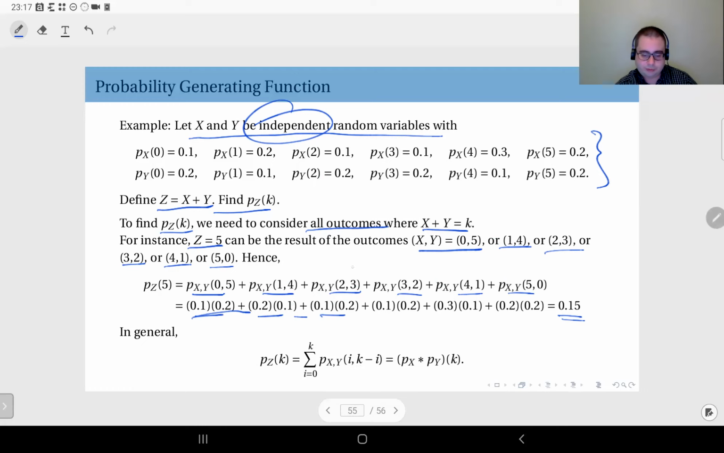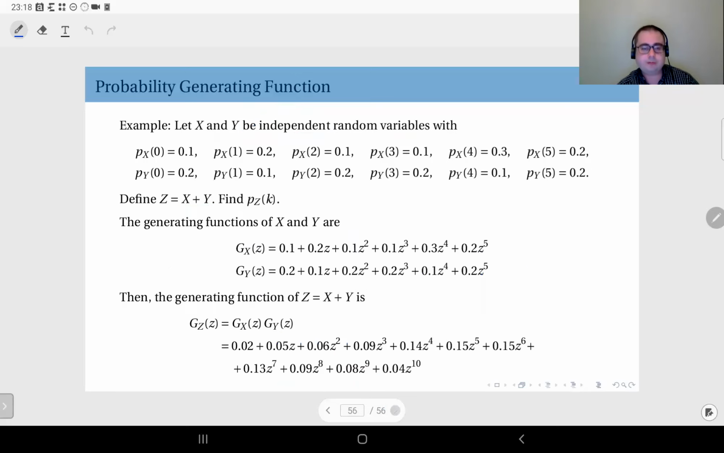In general, you see this is a convolution operation, because here you have X at i, and Y should be k minus i, and you add them all up for i from 0 to k. This is essentially the convolution operation. And if you remember, the convolution operation in the sequence domain becomes multiplication in the generating function domain. So you can do this, but it's a little bit tedious by hand. If you want to do this in an easier way, you use generating functions.